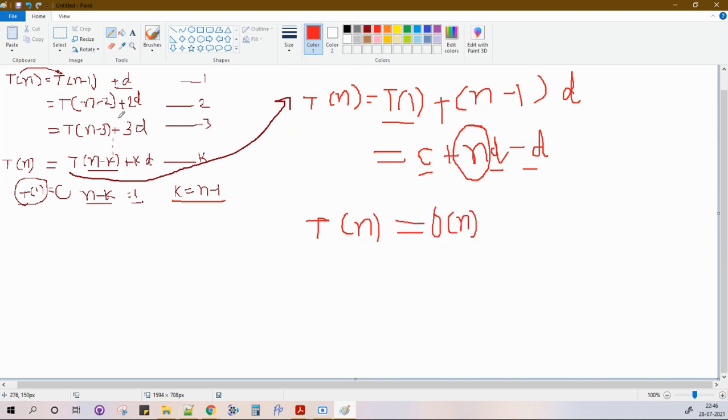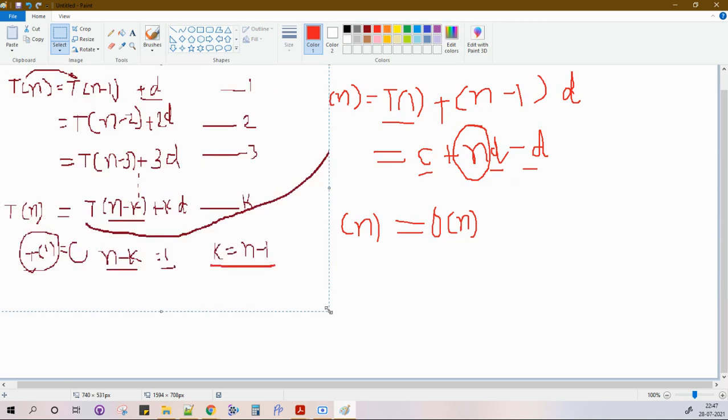Any questions, guys? It is as simple as that. We have just one equation. What we need to do is take that equation and generalize it up to the kth order. T(n minus 1) is T(n minus 2) plus d, so plus d is 2d. Then we put the value of T(n minus 2), which is T(n minus 3) plus d, so plus 2d is nothing but 3d.